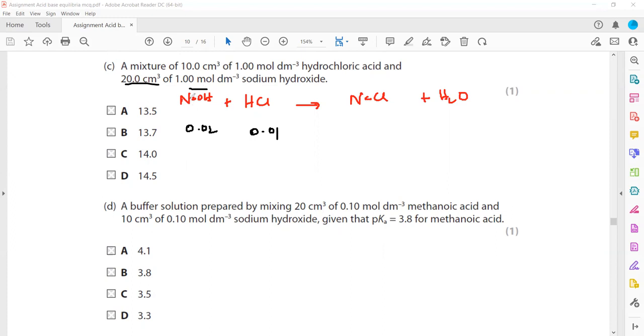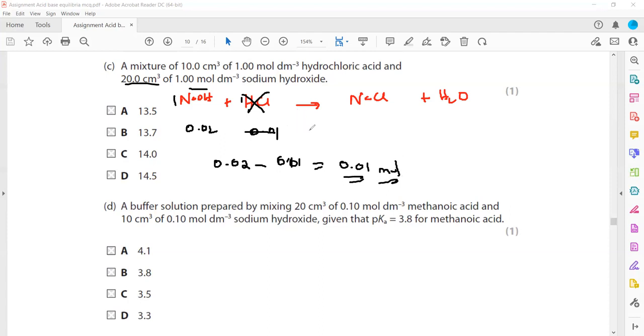According to the balanced equation, the ratio between them is 1:1. So 1 reacts with 1, so 0.01 will react with 0.01. HCl is the limiting reagent, so HCl will be used up. And if HCl is used up, how many moles of sodium hydroxide are left? 0.02 minus 0.01, because 0.01 has reacted. So we are left with 0.01 moles of sodium hydroxide.